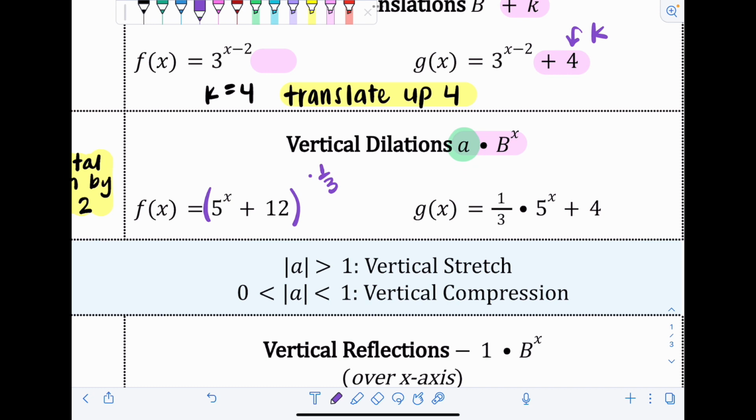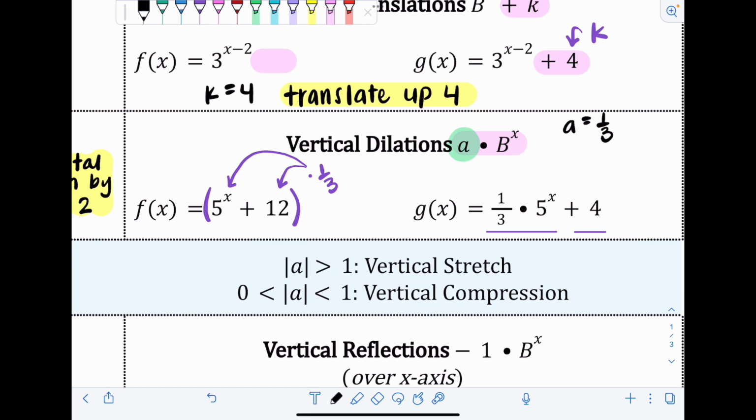So think, if I were to distribute that 1/3 in, it would be 1/3 times 5 to the x power, and then 1/3 times 12. That would change this into a 4. So we're multiplying the original function by a third. That would mean that a is 1/3.